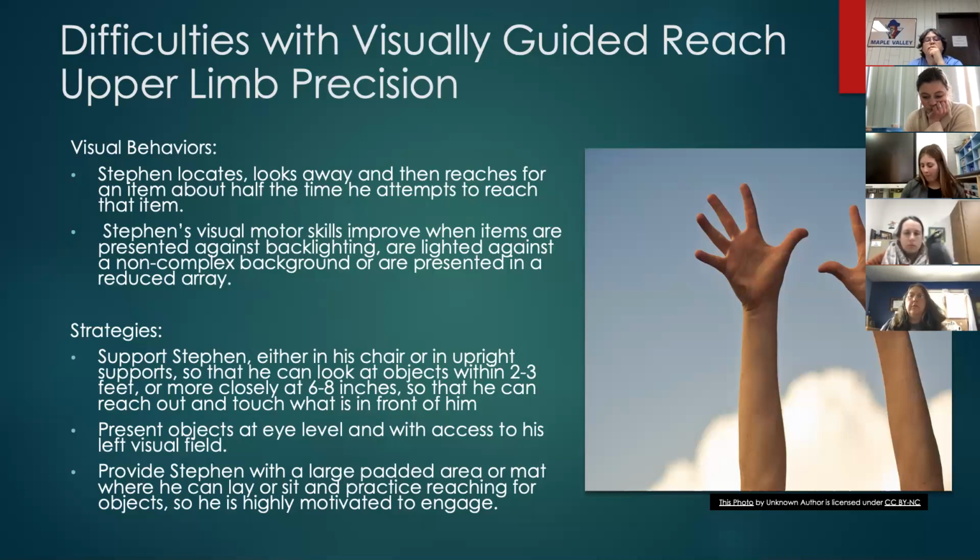Strategies to implement to help support Stephen would be to support him either in his chair or in an upright support so that he can look at objects within 2 to 3 feet or more closely from 6 to 8 inches. So he can reach out and touch what's in front of him unencumbered, okay? Present objects at eye level and with access to his left visual field. And provide Stephen with a large padded area or a mat where he can maybe just lay or sit and practice reaching for objects so that he's highly motivated to be engaged.